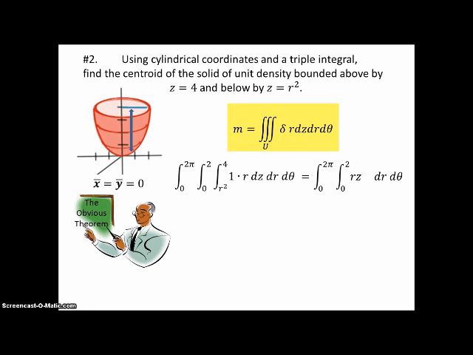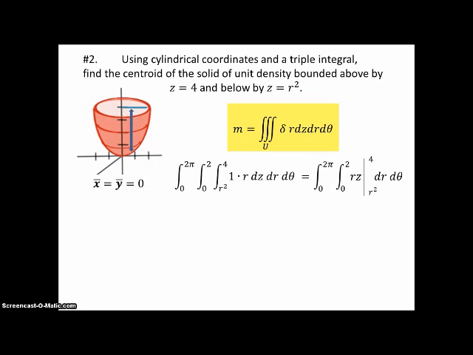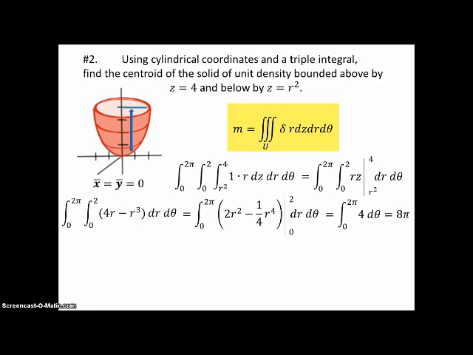And so the antiderivative of r with respect to z is rz, because r is treated as a constant, and our limits of integration are r squared to 4. And so we get the integral from 0 to 2 pi, the integral from 0 to 2, and then substituting we get 4r minus r cubed, which we then integrate with respect to r and get 2r squared minus 1/4 r to the 4th. And that's evaluated from 0 to 2, which comes out to 4, and then 4 theta from 0 to 2 pi comes out to 8 pi. So our mass, or volume in this case, since it's unit density, our density is just 1. The volume and the mass is the same, 8 pi.